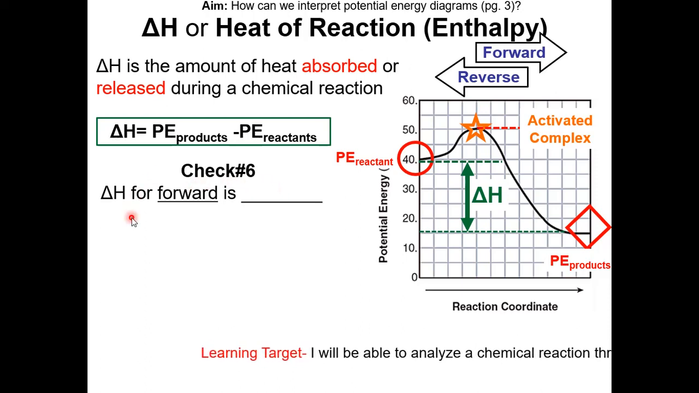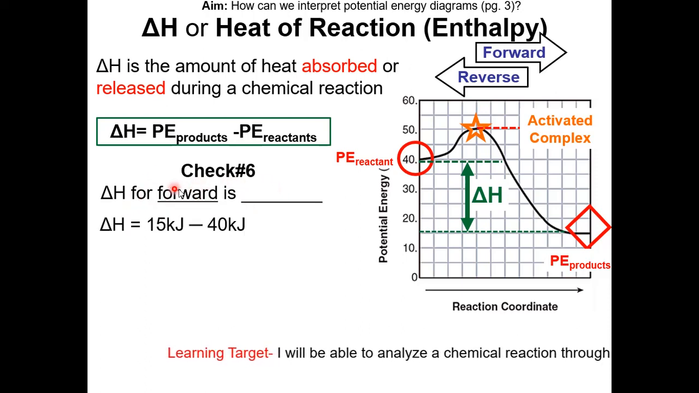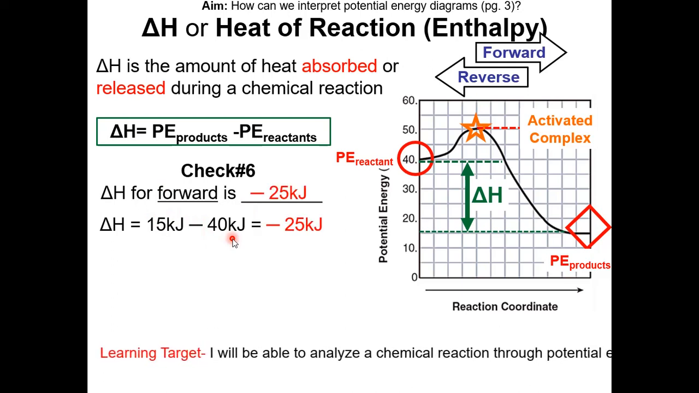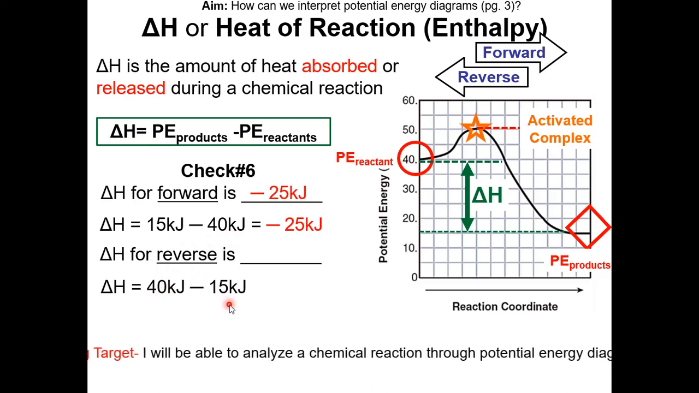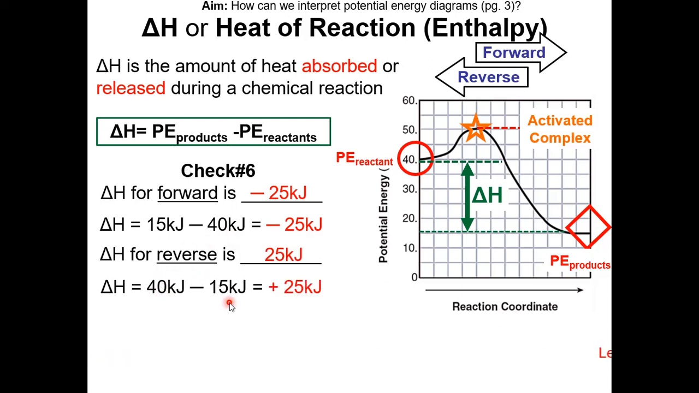Check number 6. The delta H for the forward reaction is 15 kilojoules minus 40 kilojoules, which is minus 25 kilojoules. For the reverse reaction, it will be 40 kilojoules minus 15 kilojoules, which is plus 25 kilojoules.